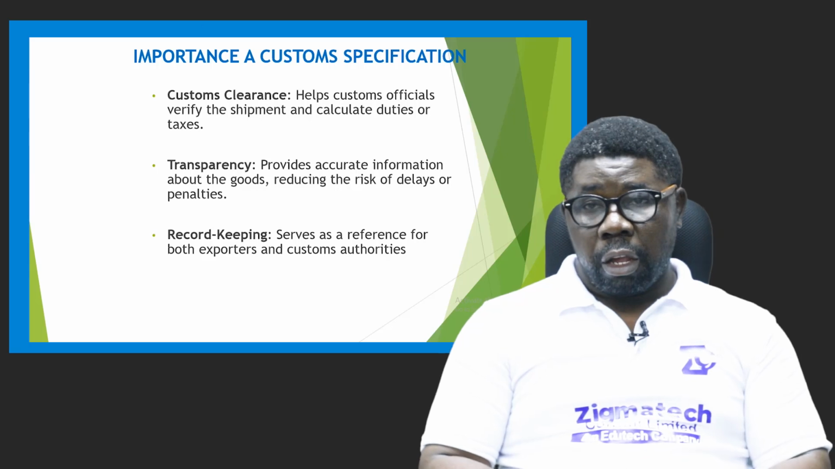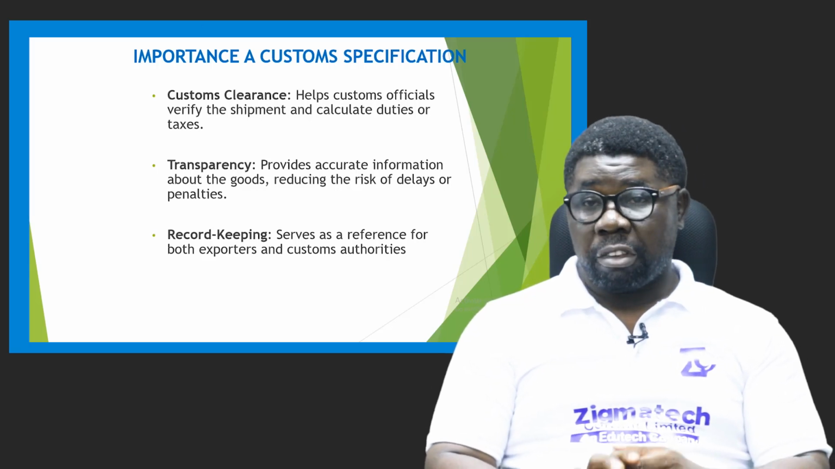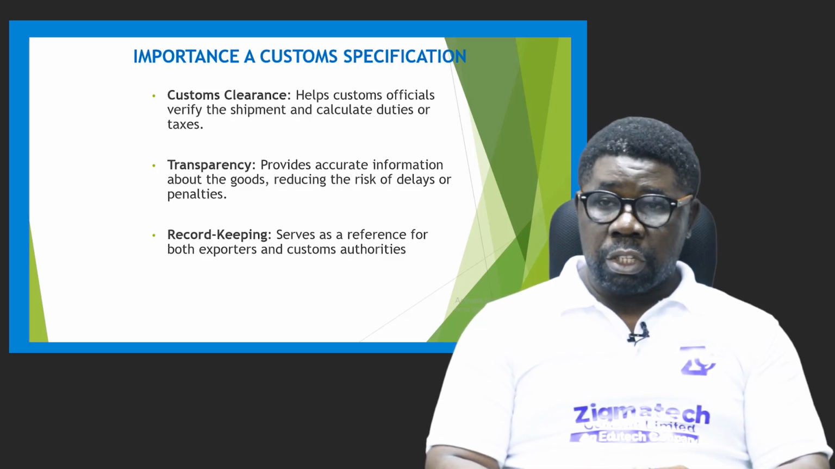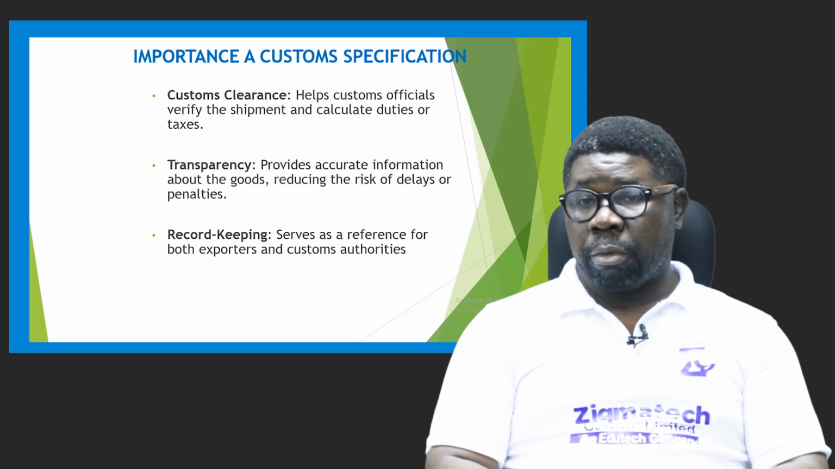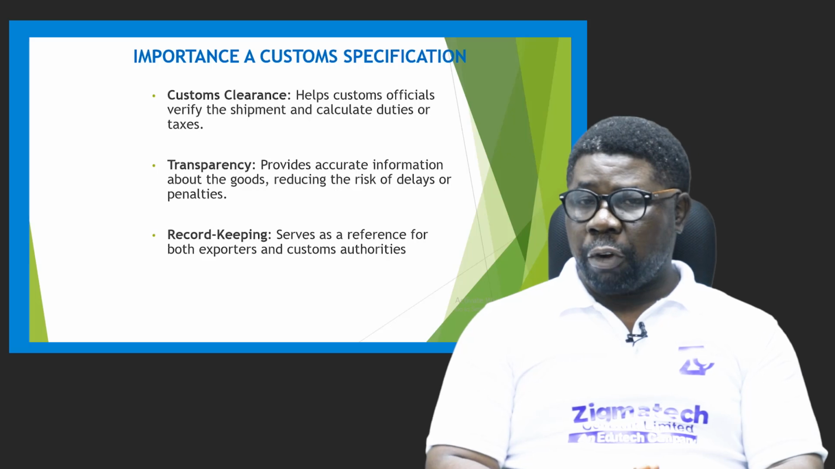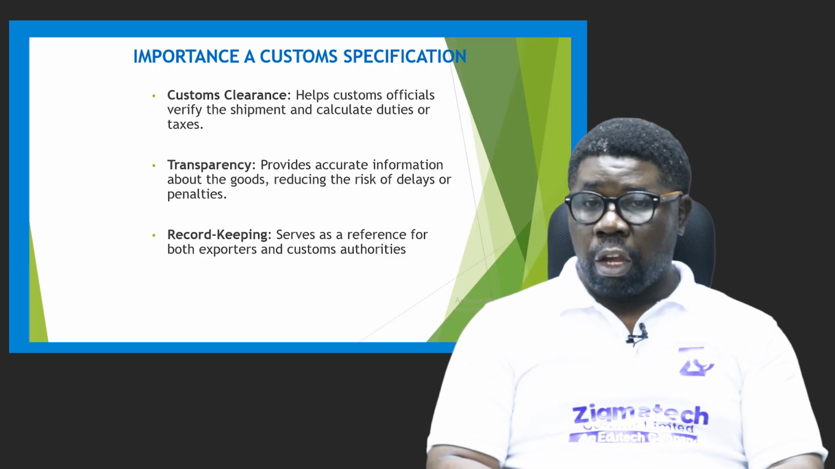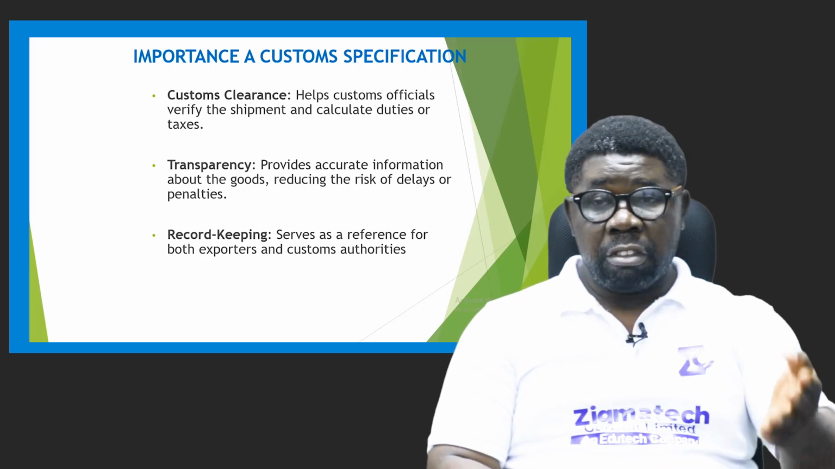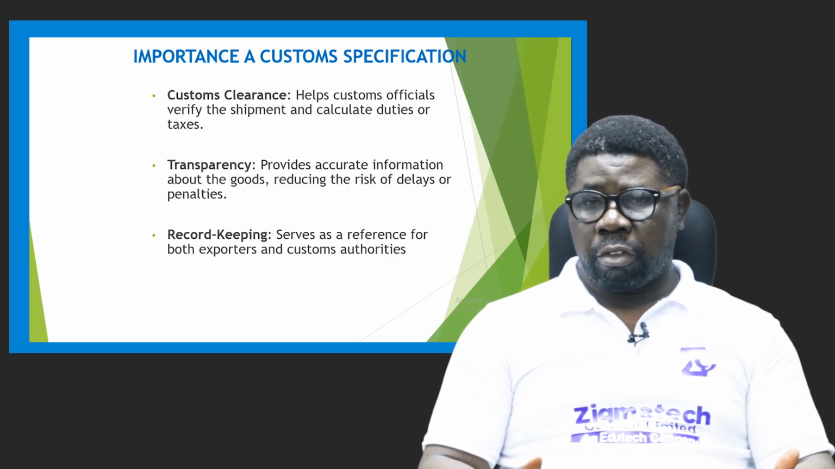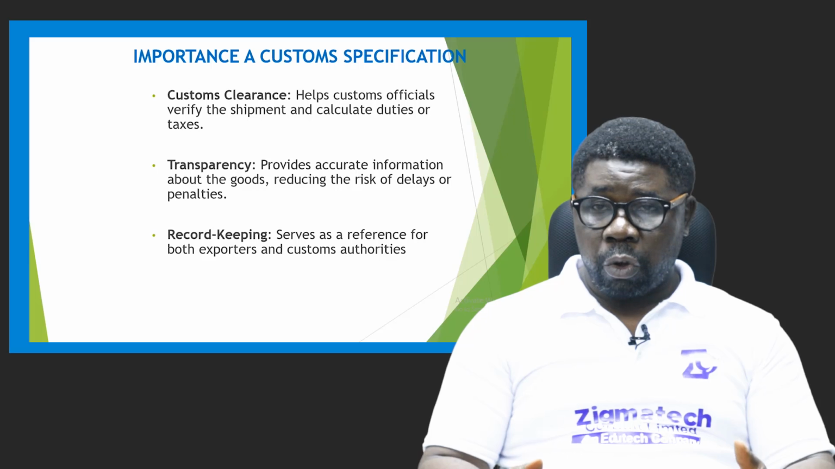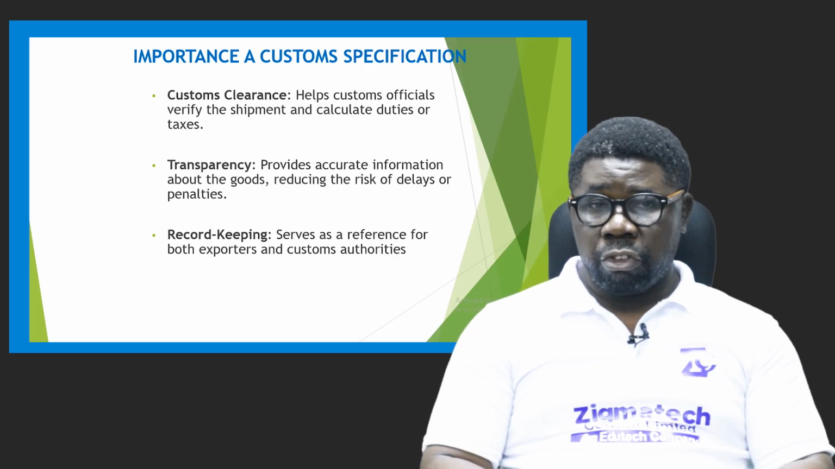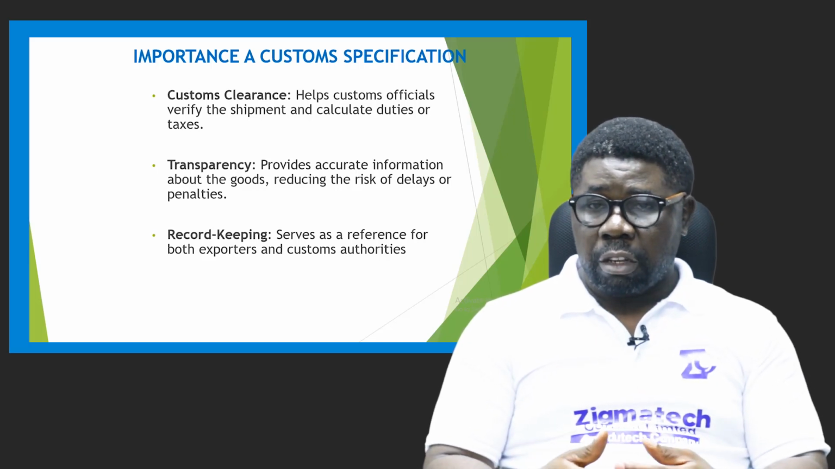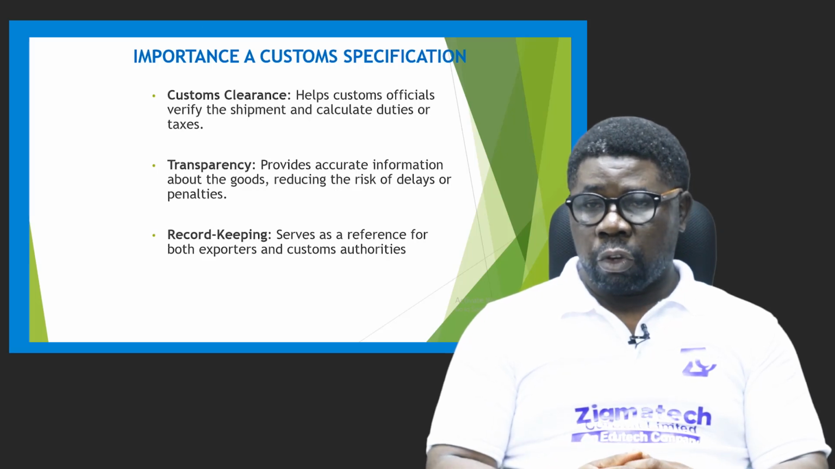It helps in clearance, all right? It helps to ascertain or to facilitate clearance from the customs. So customs officials verify the shipment and calculate duties or taxes before you can continue. So this document can also help them do that. Transparency, of course: it provides accurate information about the goods, reducing the risk of delay or penalties in the customs office. Once you have passed these specifications, you're free to move ahead to the next place of clearance. If not, you will be held back by the customs and charges might be placed against you. But because it provides transparency in what you're doing, it facilitates faster clearance for your goods, right?